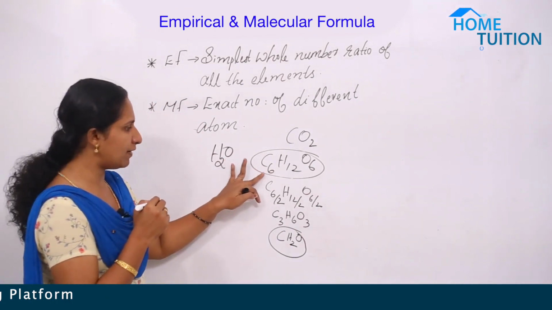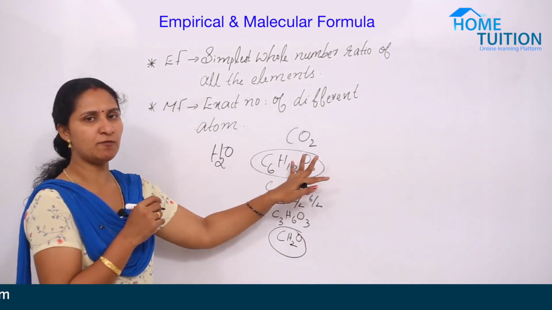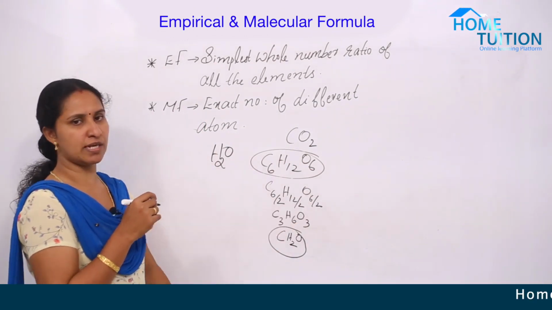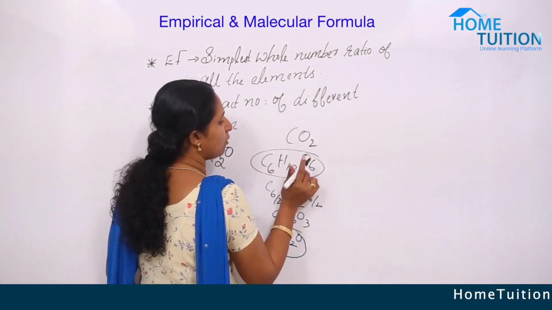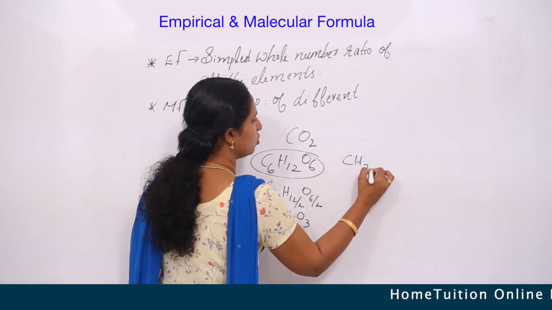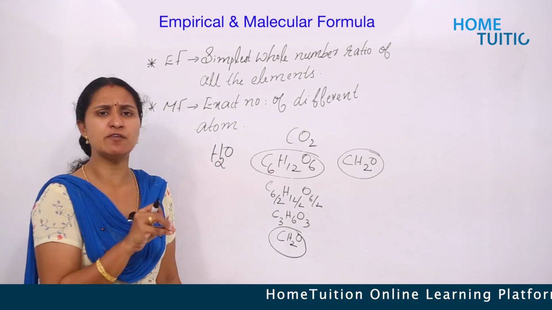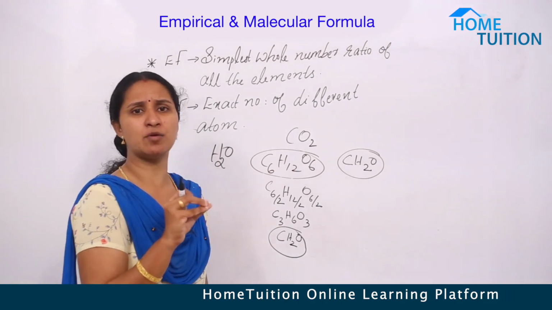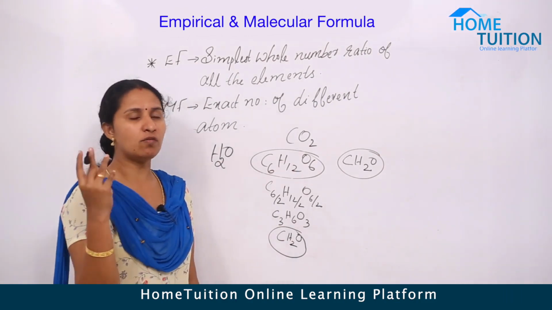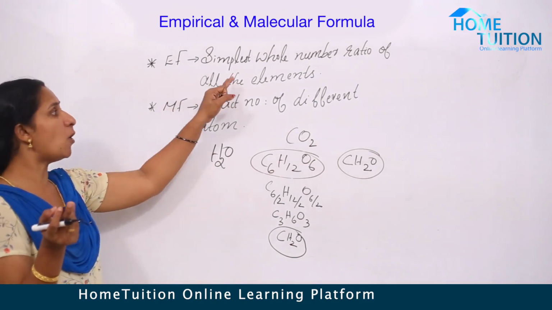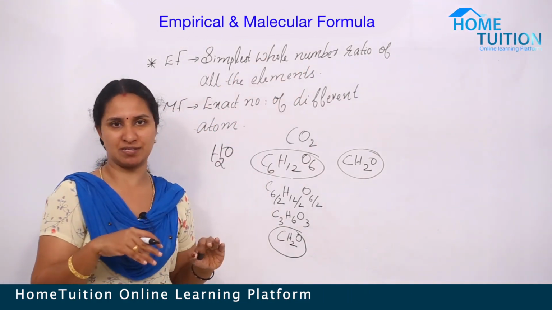Here we can divide by 6. 6 is common for carbon, hydrogen, oxygen. So, if we take 6 out, we get CH2O. This is the empirical formula. The simplest form of molecular formula is called what? Empirical formula. Or we can define it as the simple whole number ratio of the elements present.